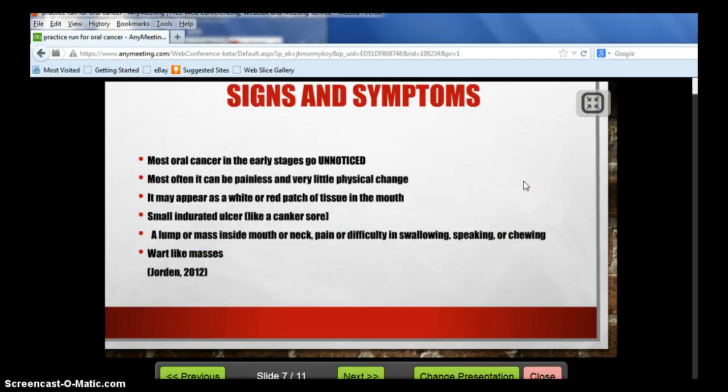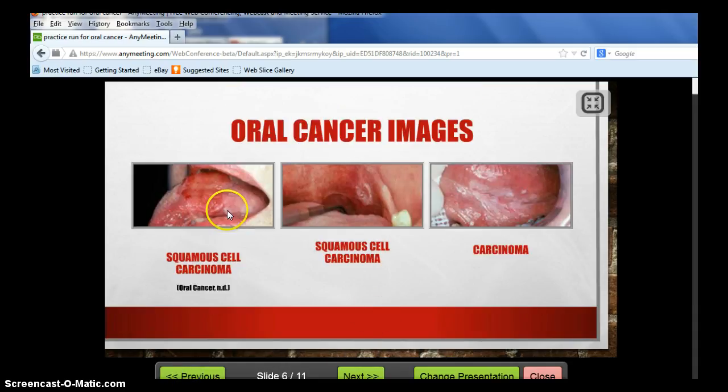Signs and symptoms. Most oral cancer in the early stages goes unnoticed. Just like most cancers, they don't have a lot of symptoms. You can be, what they say, asymptomatic. Most often it can be painless and very little physical change. Some of the stuff that you see here, what would you think if you saw that on yourself?